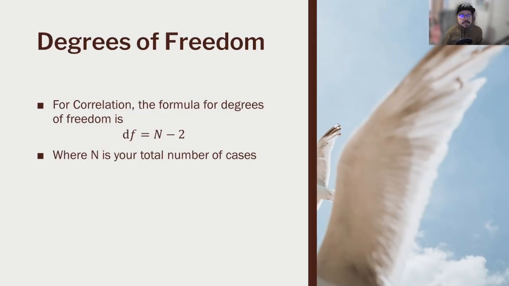So, degrees of freedom. As I mentioned, with all of our different tests, we have different degrees of freedom. For correlation, the formula for degrees of freedom is n minus 2, where n is your total number of cases.